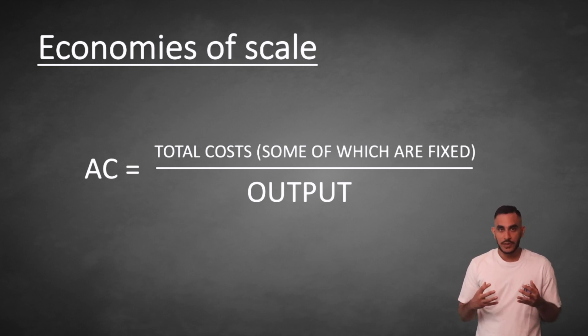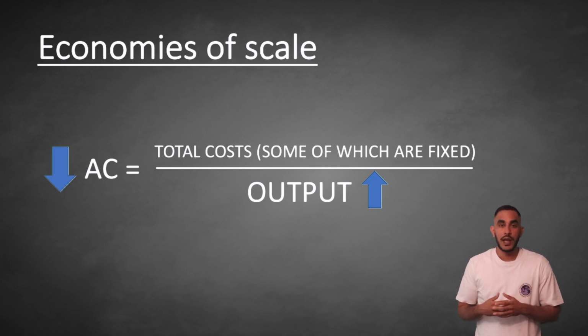Average cost is total cost of production divided by output produced. In the long run, firms have access to more factors of production, and therefore they can increase their output. In this equation now, total cost is being divided by a larger amount of output, and this will therefore decrease the average cost of production for the firm. Remember, fixed costs don't change, and therefore as output increases, we spread our fixed costs over a higher and higher output, and that will also reduce the average costs of production.